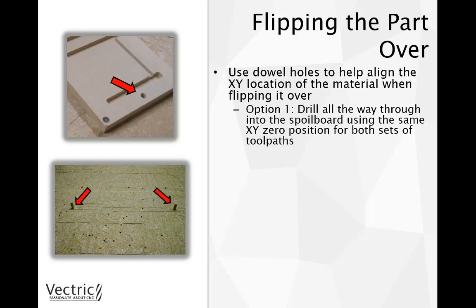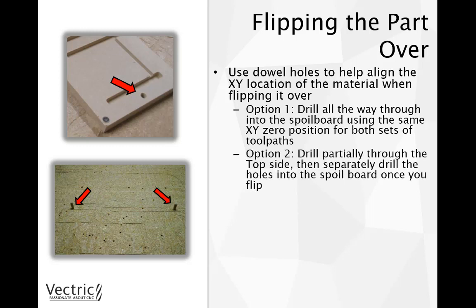And so to get around that, we have another option, and this is to drill dowel holes partially through the top side, and then in the software we would copy the dowel positions of the top side over to the bottom side, where we would then separately drill the holes for the bottom side directly into the spoil board, so they're not done as a single operation.